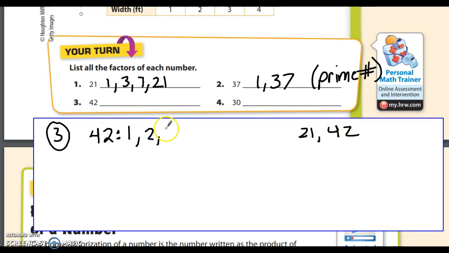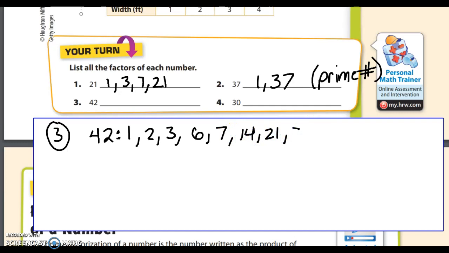Is 3 a factor of 42? It is. 3 goes into 42 14 times. Is 4 a factor of 42? No, because 4 goes into 40, but not 42. 5, 6. Is 6 a factor of 42? It is, because 6 times 7 is 42. So I'm going to rewrite these a little bit closer. It's 14, 21, and 42.